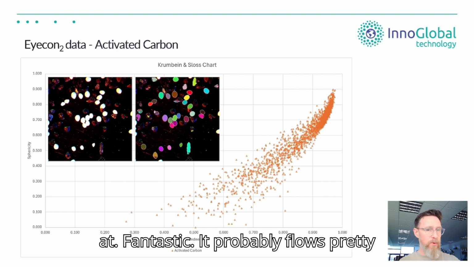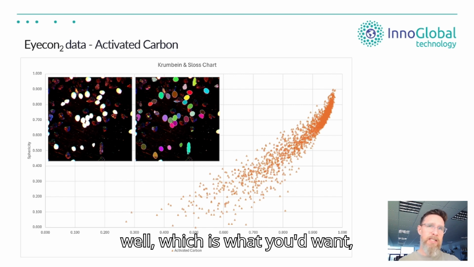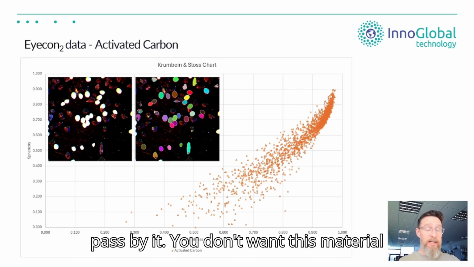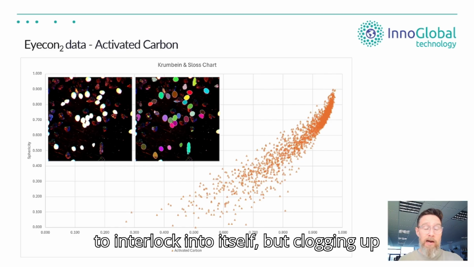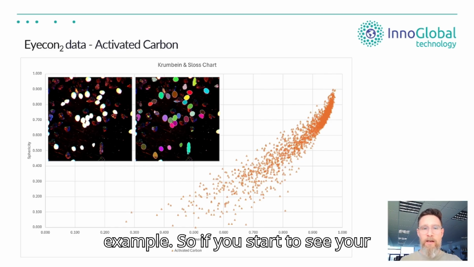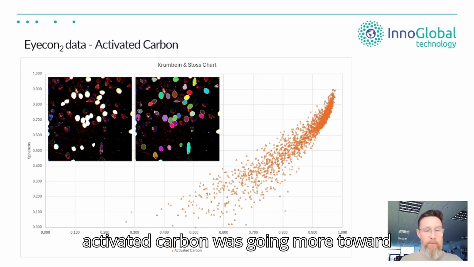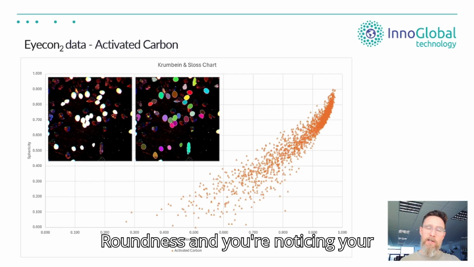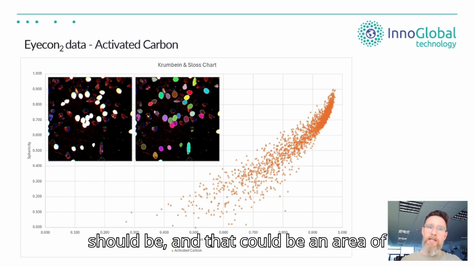Like, it probably flows pretty well, which is what you'd want, especially if you have a filter cartridge where you want the water to pass by it. You don't want this material to interlock into itself, clogging up and blocking a water filter, for example. So if you start to see your activated carbon was going more toward maybe the 0.5 region of both sphericity and roundness, and you're noticing your filters are clogging sooner than they should be, that could be an area of concern for that.